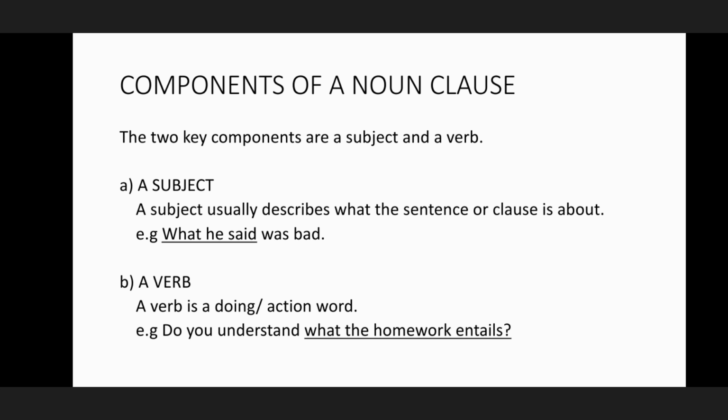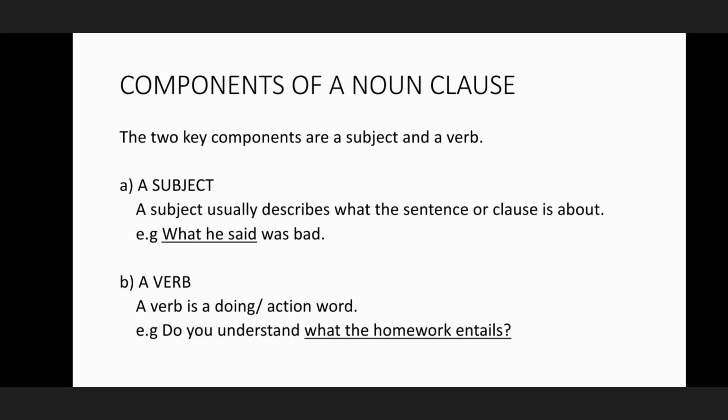Secondly, a verb. A verb is known to be a doing word or action word. Now, we are still looking for components of a noun clause. Let's analyze the sentence below to see whether we have a verb therein. Do you understand what the homework entails? What the homework entails is a group of words known to be a noun clause. Now, let's check whether we have a verb there. Yes, we do. After what, we have the, we have homework, we have entails.